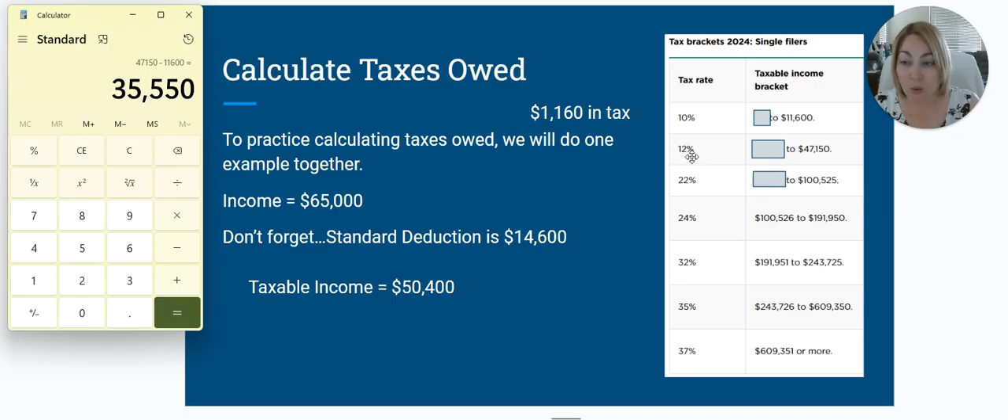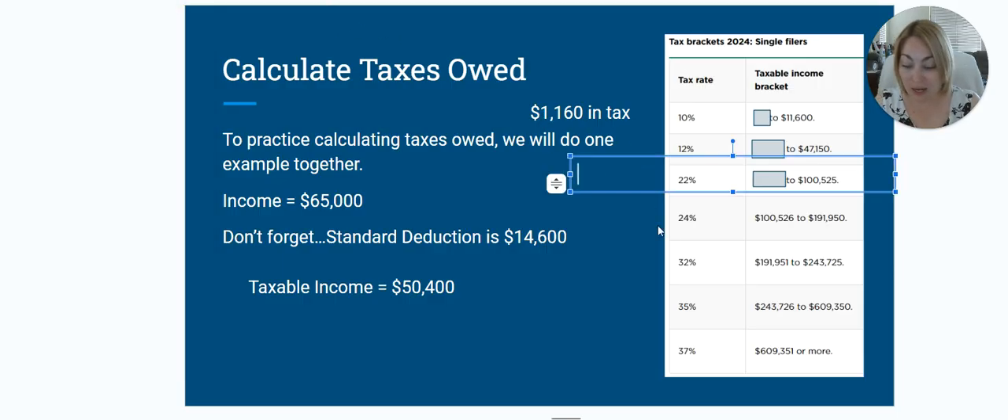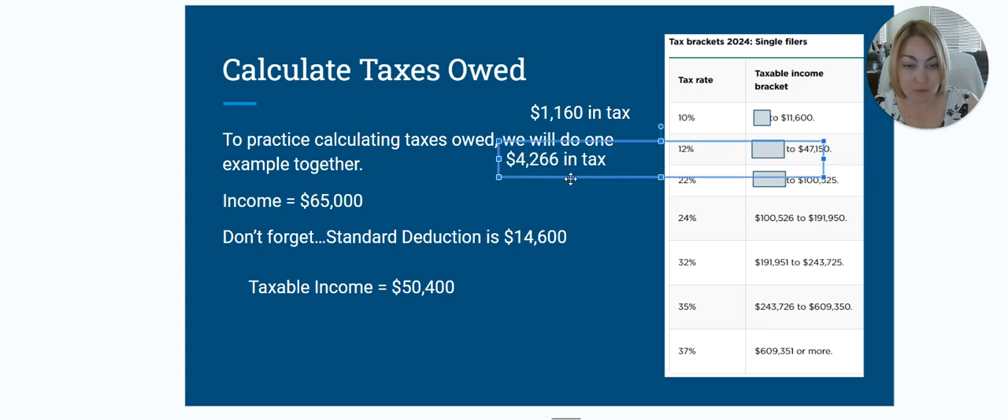Okay? So that being said, we already know from the previous examples that 12% as a decimal is 0.12. So what I'm going to do next is multiply by 0.12. And I owe $4,266 in tax. So I'm going to make a note of that. I owe $4,266 in tax at the 12% level. Okay? So I'm just going to move that right about there. I know it's a little bit confusing, I'm sorry.